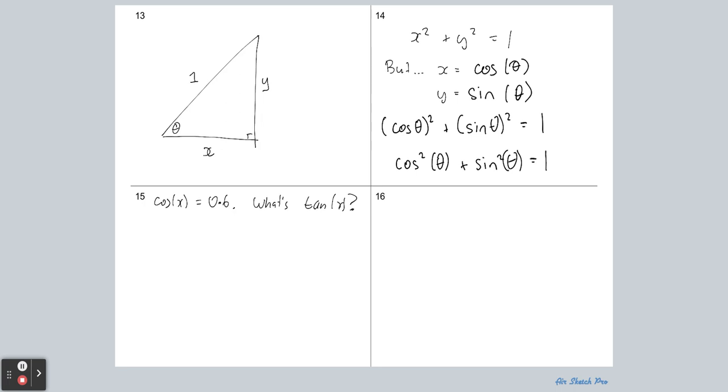So I use my Pythag identity to write cos squared x plus sine squared x equals 1. Notice how I'm not putting the brackets in this time. It doesn't matter whether you put brackets in or not. Now I'm going to put in the value that I've been given for cos x, which is 0.6. Notice how I've got 0.6 all squared? That tells me that sine squared x is equal to 1 minus 0.36, because 0.6 squared is 0.36.